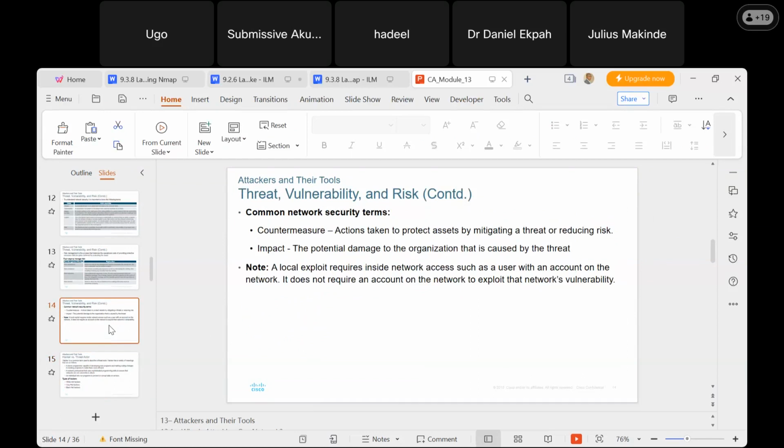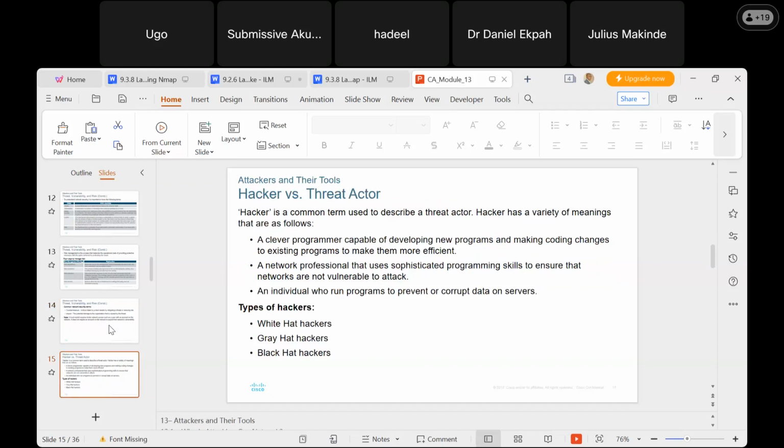And so here I could recall we talked about the common network security terms. Countermeasures have to do with the actions that are taken to mitigate a threat or to reduce risk. And the impact is the potential damage to the organization that is caused by the threat. So if an attacker launches an attack and is able to cause any damage, what is the level of the damage? Usually that is the impact.